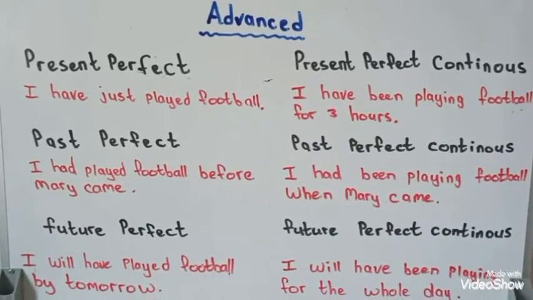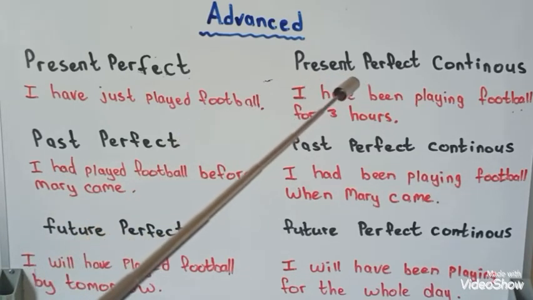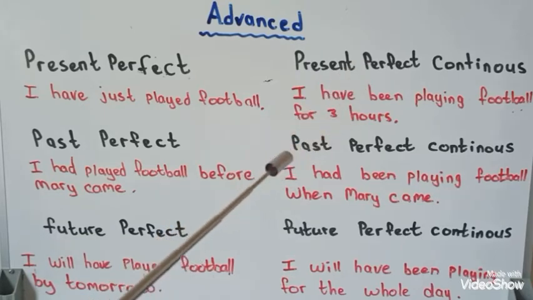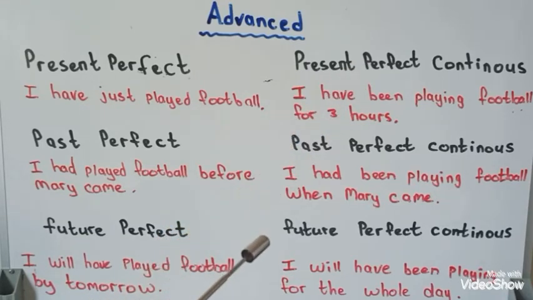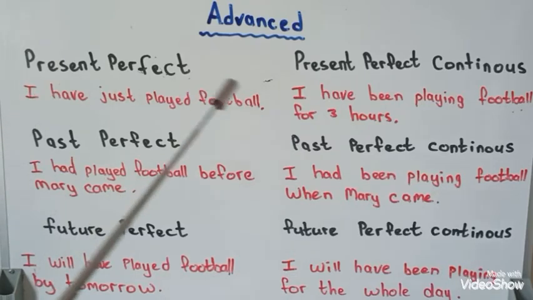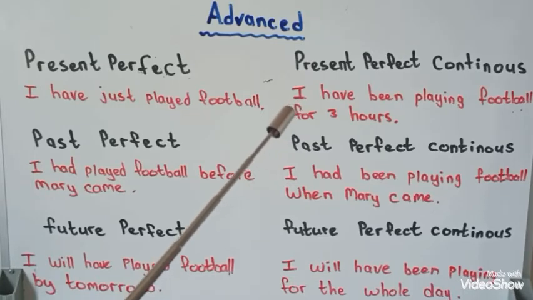Now let's look at the 6 advanced tenses. Present perfect, past perfect, future perfect, present perfect continuous, past perfect continuous, and future perfect continuous. So if we look at present perfect, the example is, I have just played football. And present perfect continuous, I have been playing football for 3 hours.